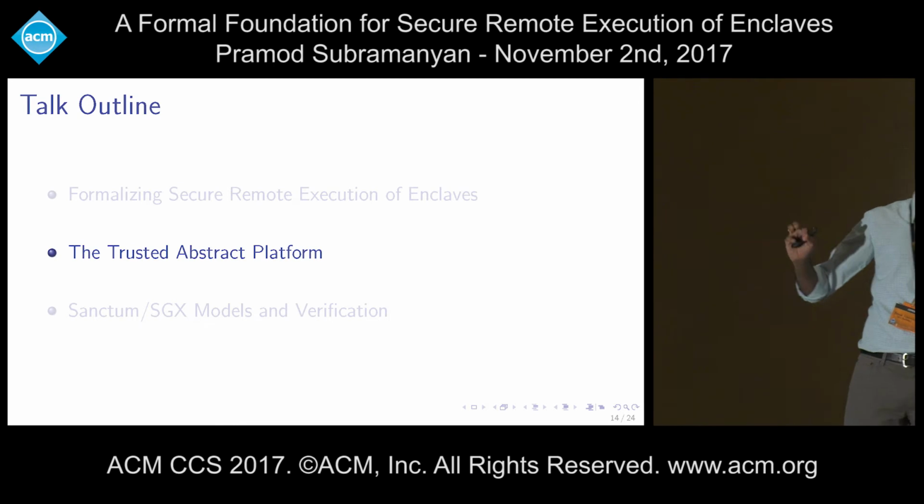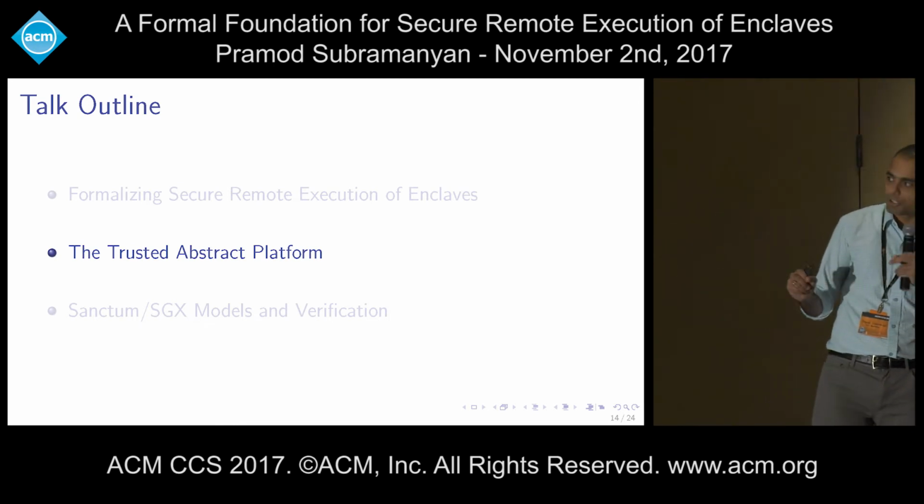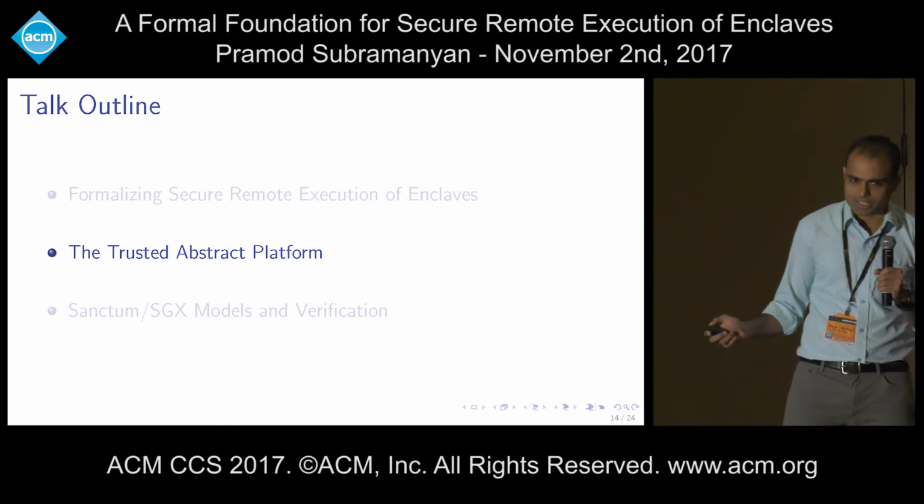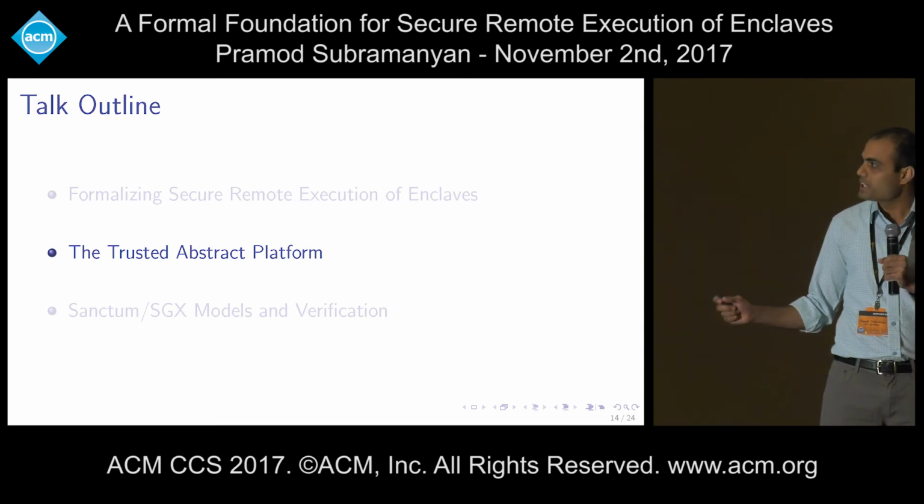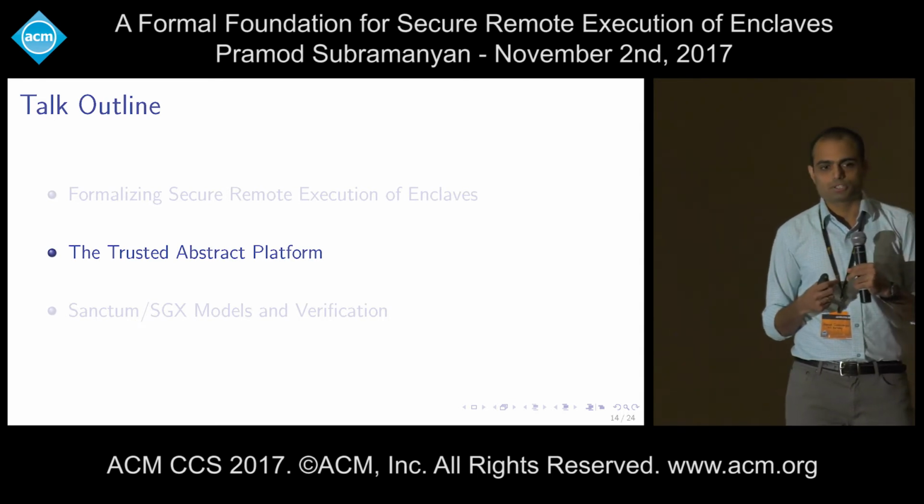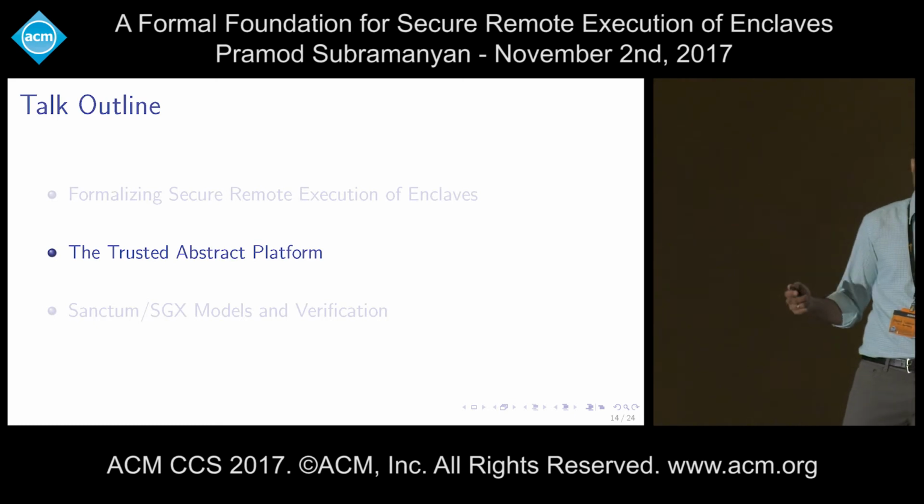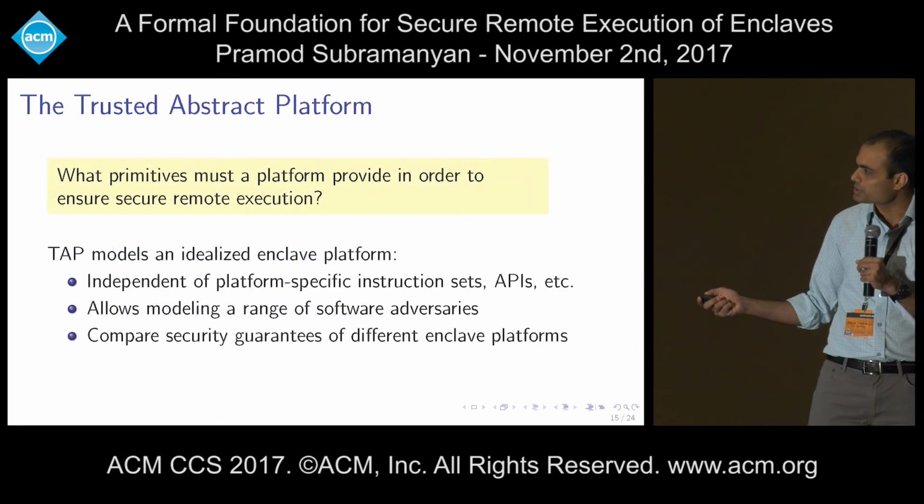So that's that. So these are the three properties that we need for secure remote execution. I'll now talk about a trusted abstract platform, which tries to answer this question of what primitives a platform must provide in order to ensure secure remote execution.